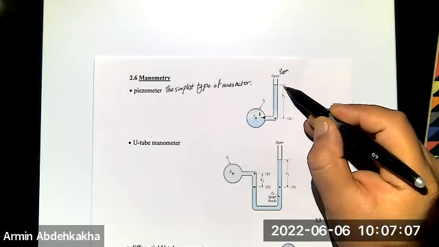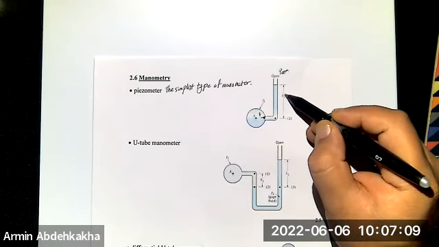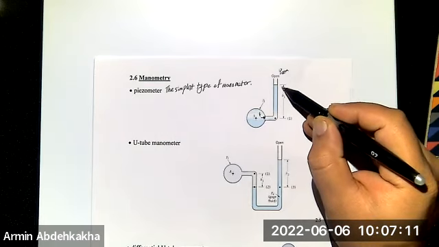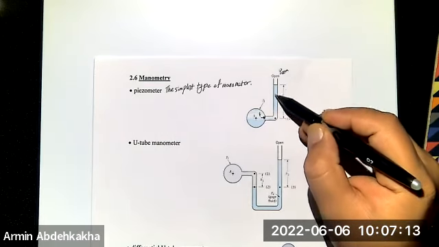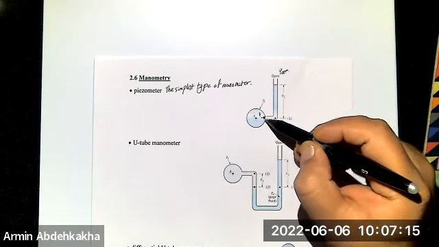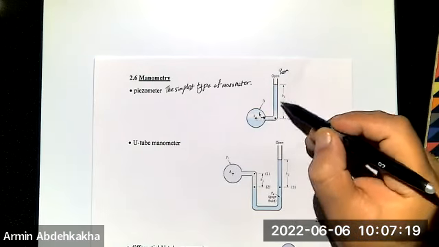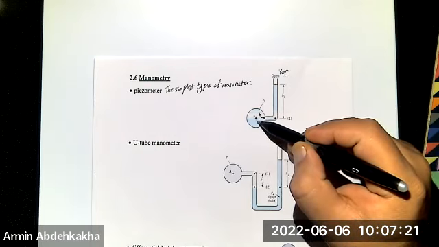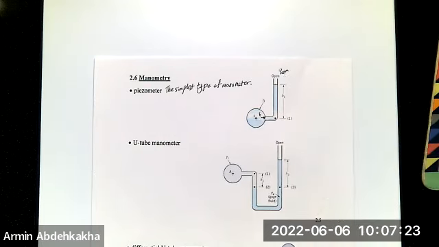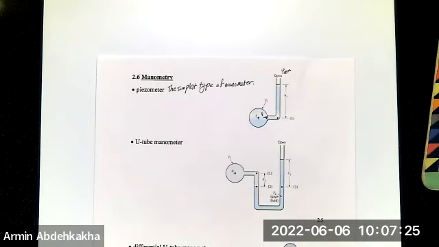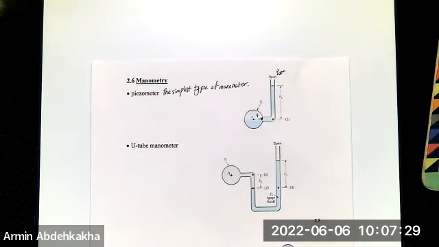If you get the gamma h or rho g h between these two points, it means that if you calculate the gauge pressure here, plus atmospheric pressure, it gives you the pressure here. So that's the point of using the manometer to measure the pressure at the container.